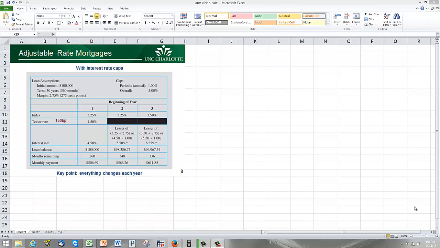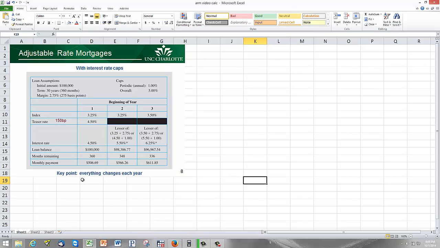In this video, we're going to show how to calculate the payments on an adjustable rate mortgage, otherwise known as an ARM. This ARM has interest rate caps, both on an annual basis and on an overall basis. So we'll see how that plays into our calculations.